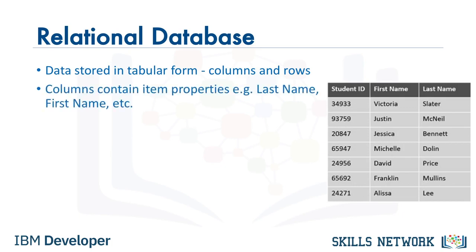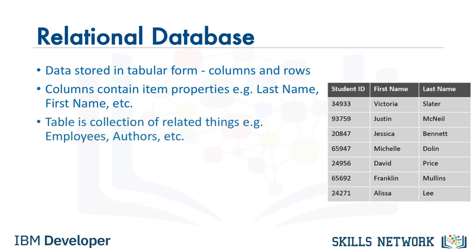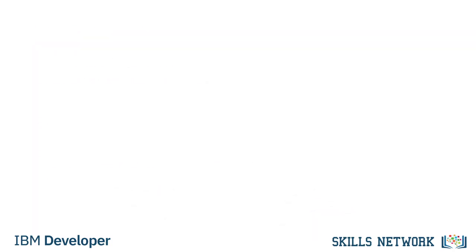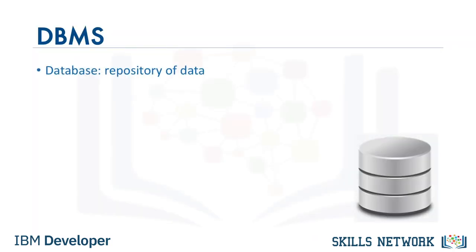The columns contain properties about the item, such as last name, first name, email address, city. A table is a collection of related things, like a list of employees or a list of book authors. In a relational database, you can form relationships between tables. So a database is a repository of data.